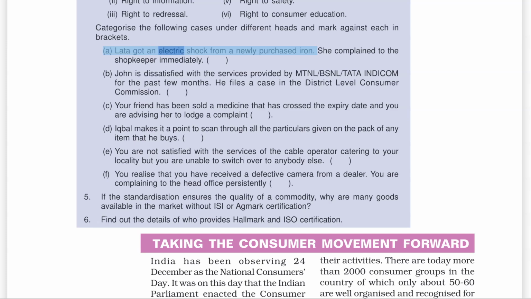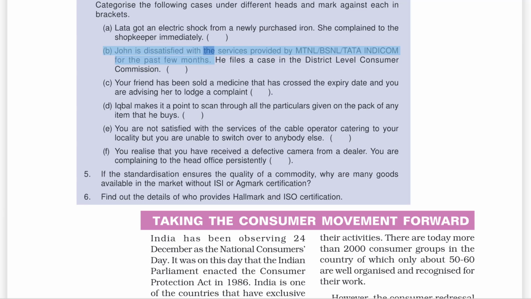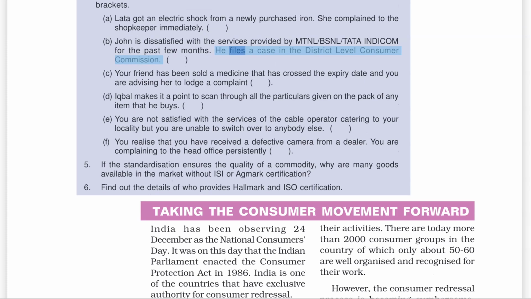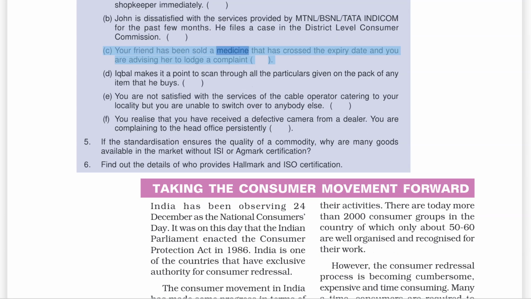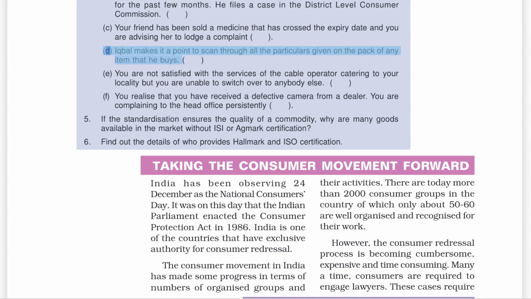A. Lata got an electric shock from a newly purchased iron. She complained to the shopkeeper immediately. B. John is dissatisfied with the services provided by MTNL/BSNL/Tata Indicom for the past few months. He files a case in the district-level consumer commission. C. Your friend has been sold a medicine that has crossed the expiry date and you are advising her to lodge a complaint. D. Iqbal makes it a point to scan through all the particulars given on the pack of any item that he buys.